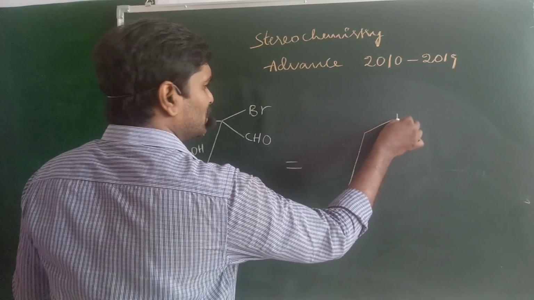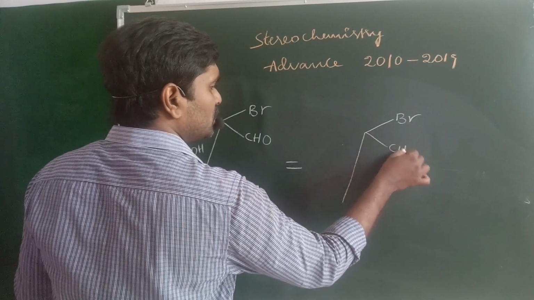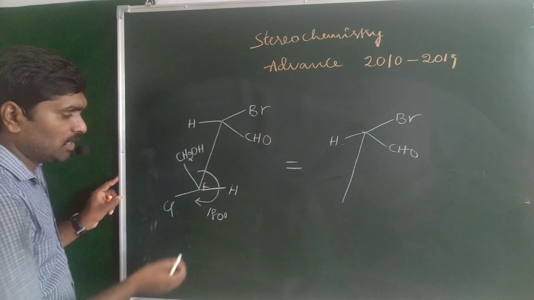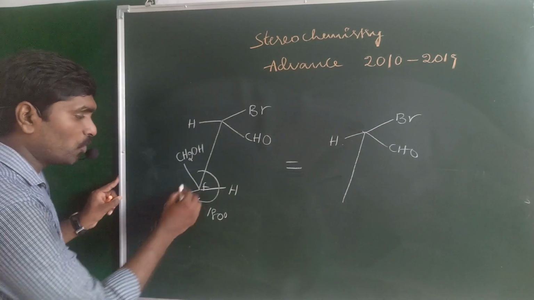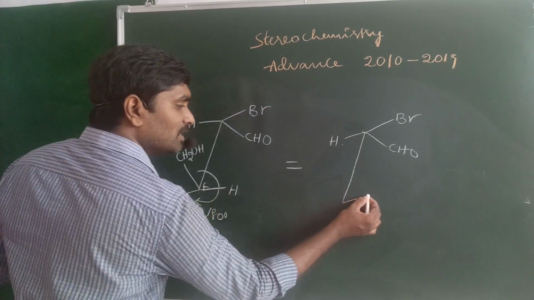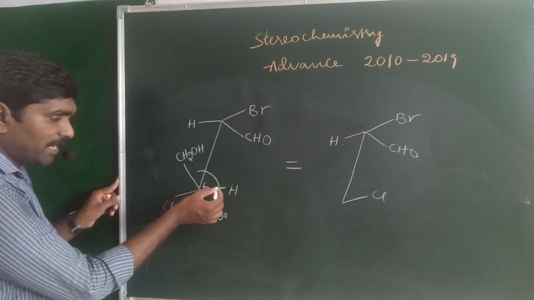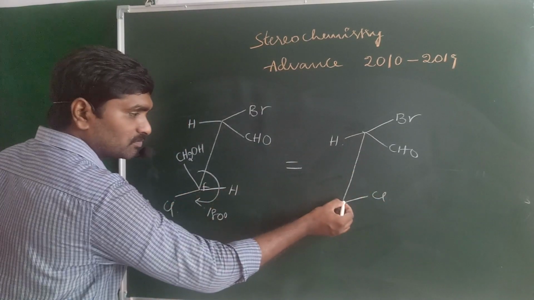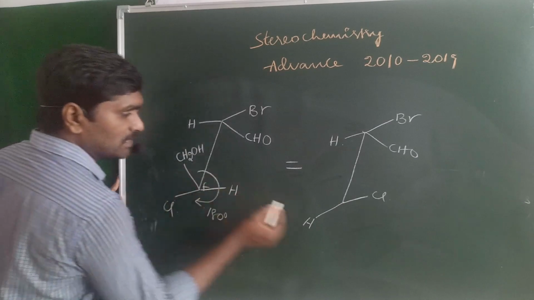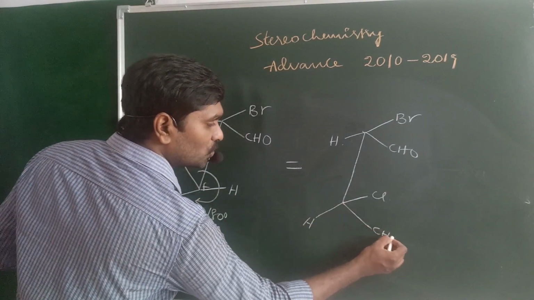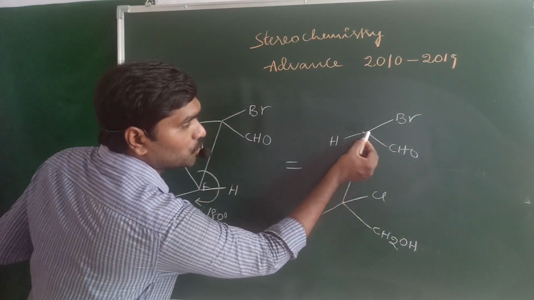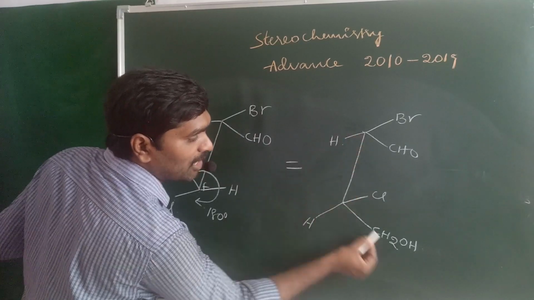On the backside carbon, the configuration is the same: Br, CHO, H. But on the front side carbon, after rotating 180 degrees, the Cl occupies the position of the hydrogen, so Cl is placed here. Hydrogen occupies the position of Cl. And CH2OH, after rotating 180 degrees, occupies the position here. Look at this, guys. Here the CHO and CH2OH both are parallel to each other.